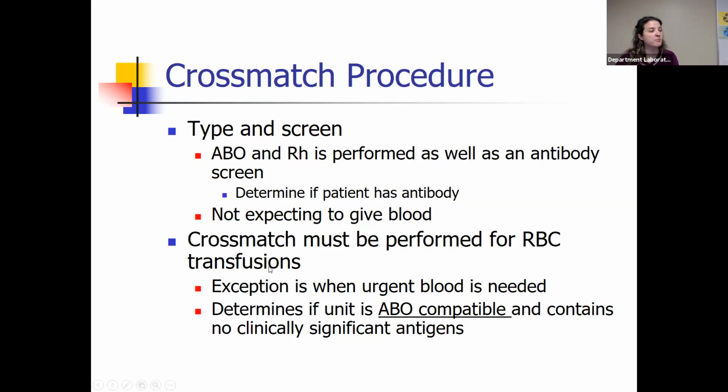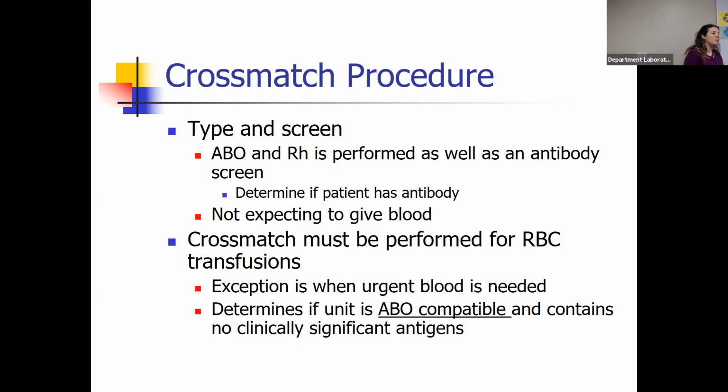All right, we must perform cross matches on red cell transfusions, okay? The exception would be the emergency release that we talked about, where the O negative units are given uncross-matched. So the cross-match has a twofold purpose. Number one, if your patient has any unexpected antibodies, it will make sure that the unit being transfused is compatible. Also, that cross-match is going to serve as an ABO confirmation.